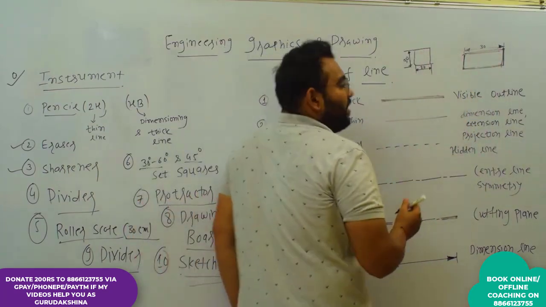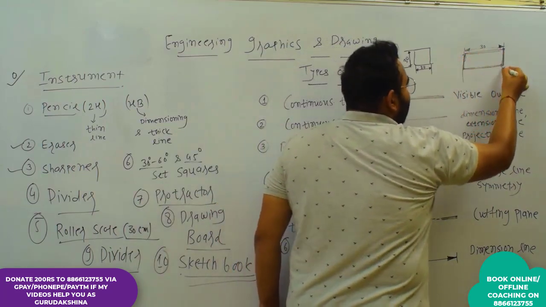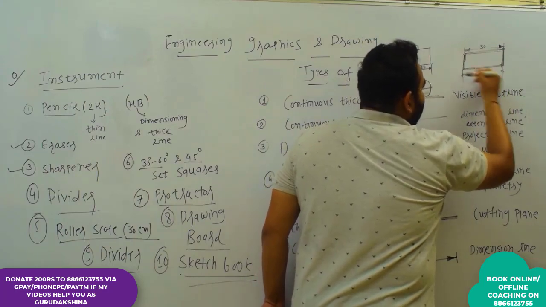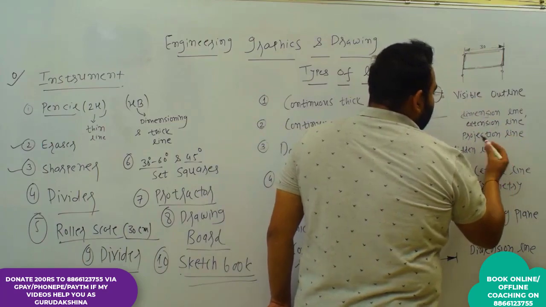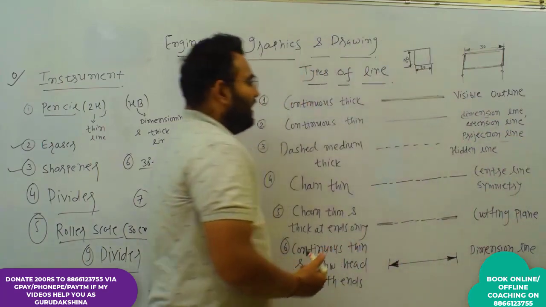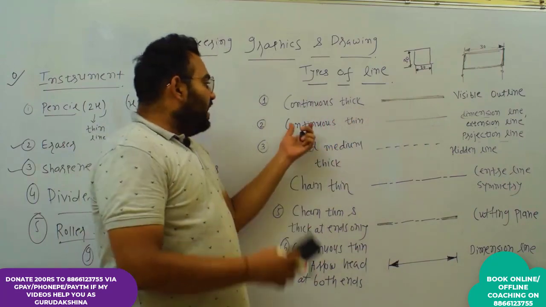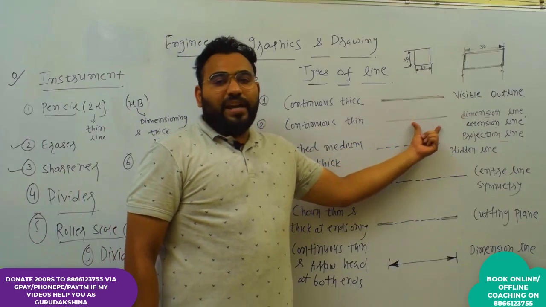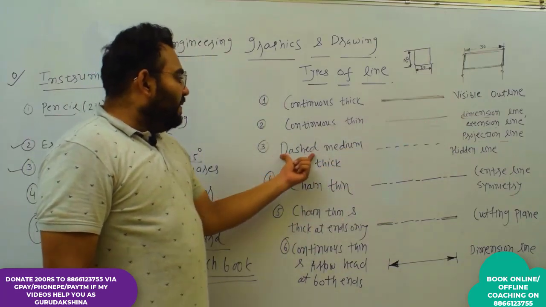Let's say projections. If you take the projection of this rectangle downward like this, the line you are drawing here, this projection, must be a thin line. So it is used for dimension lines, extension lines, and projection lines. Continuous thick line is a darker line, whereas continuous thin line is very light in nature, so you have to draw it with a soft hand.